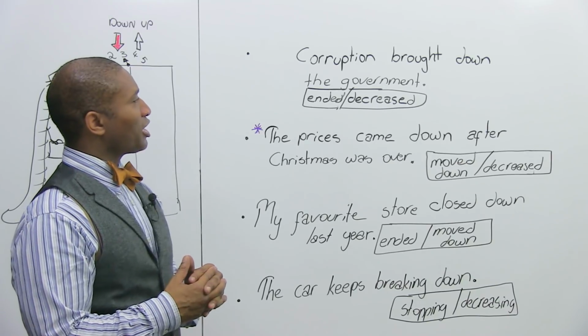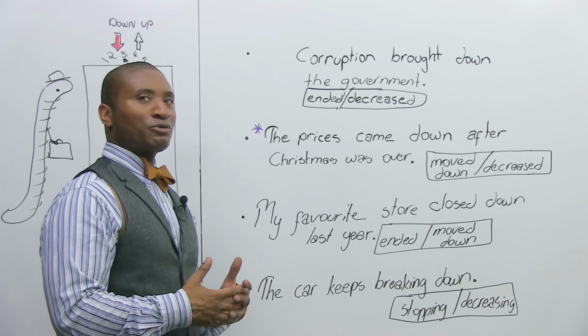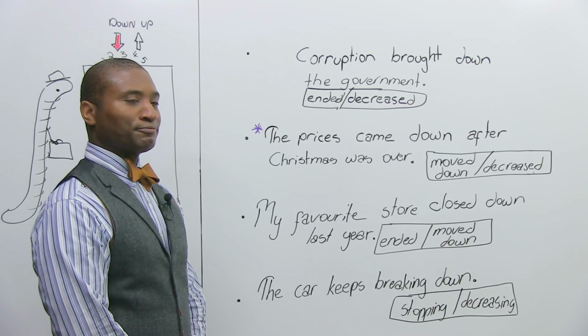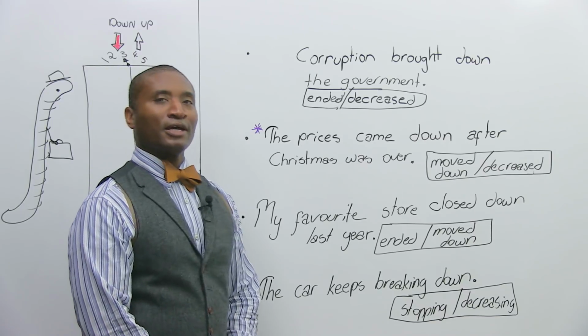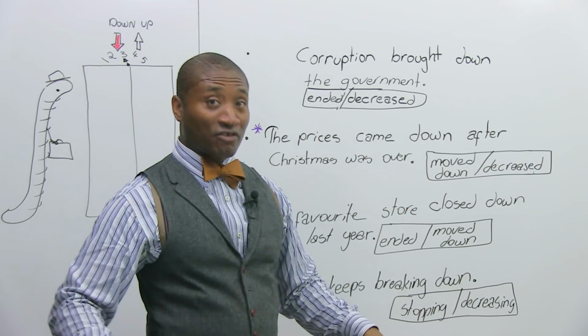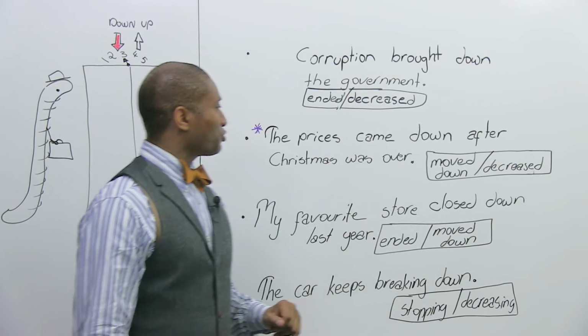Corruption brought down the government. Dun, dun, dun. Would that be ended or decreased? Ended is correct. There's not going to be less government. There will be no government. The government will be brought to an end. Okay? Let's try number 2.